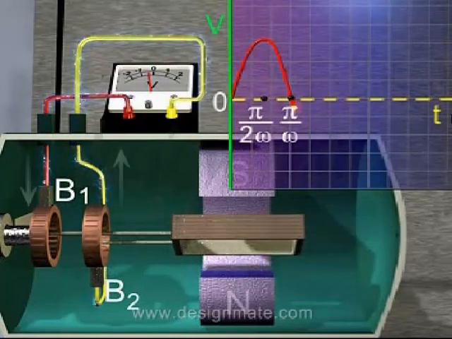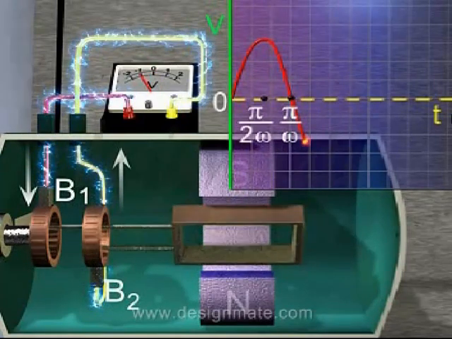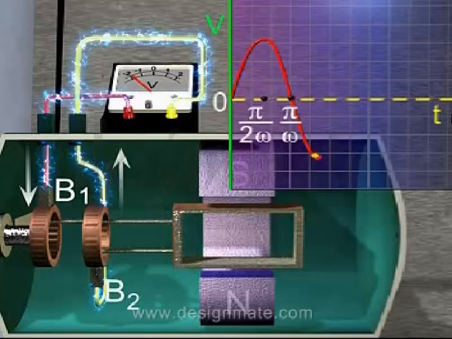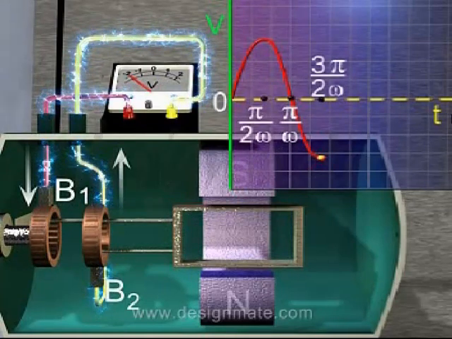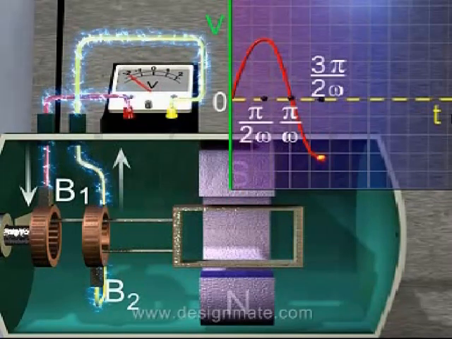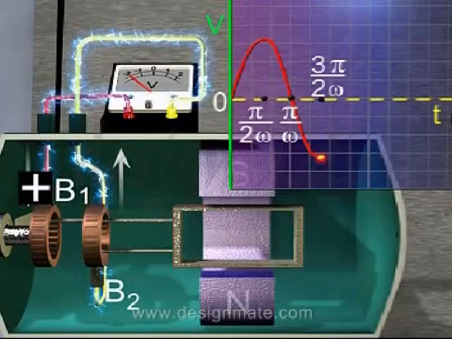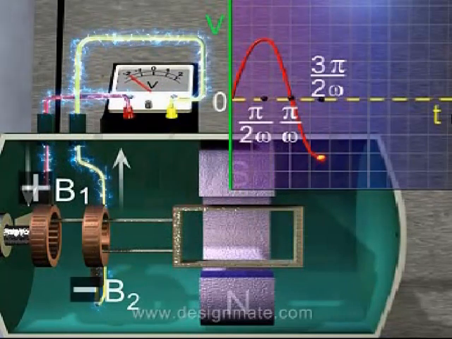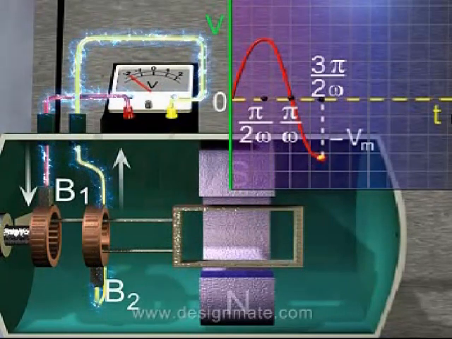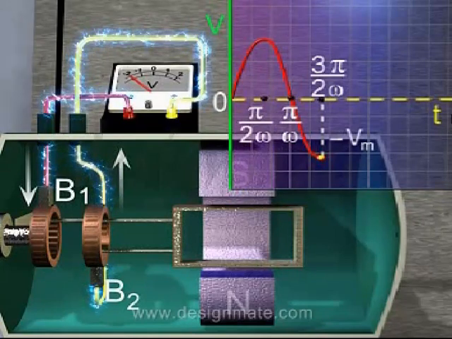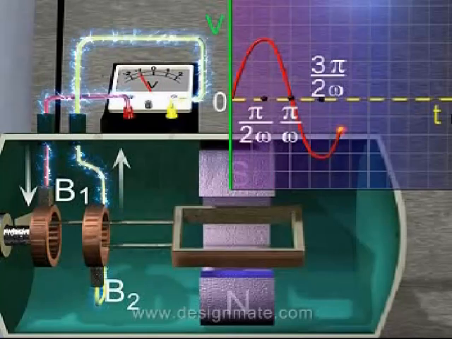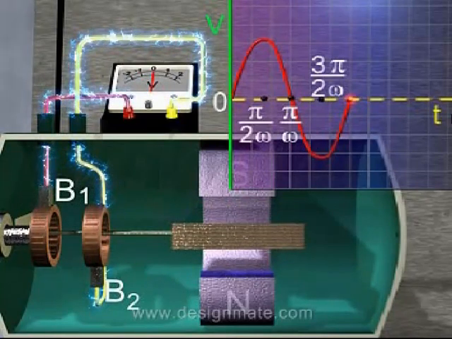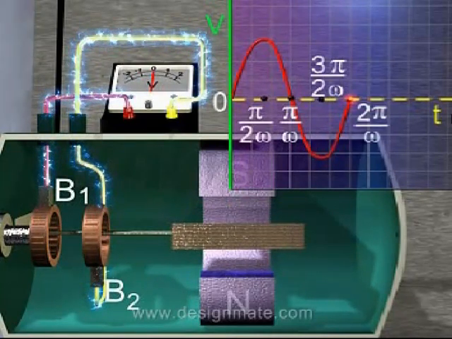During the further rotation of the coil from time t equal to pi upon omega to the time 3 pi upon 2 omega, V takes a negative value, so that now B1 acts as a positive terminal with respect to B2. Its potential becomes maximum at t equal to 3 pi upon 2 omega and again decreases to 0 at t equal to 2 pi upon omega.